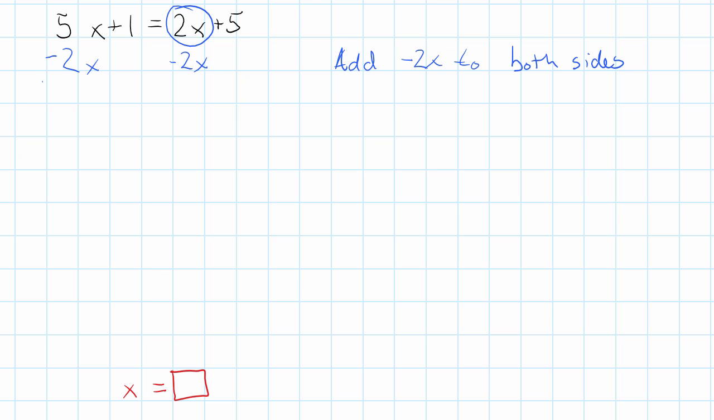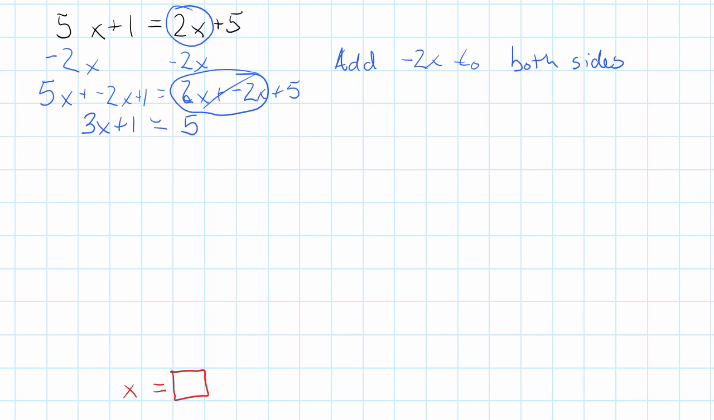So on the left we'll have 5x plus negative 2x plus 1. And on the right we'll have 2x plus negative 2x plus 5. This 2x plus negative 2x, that adds up to 0. So that cancels out. 5x plus negative 2x, those are like terms, we combine them. We have 3x plus 1 equals 0 plus 5 is just 5.